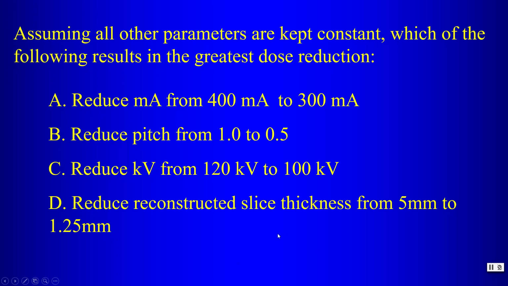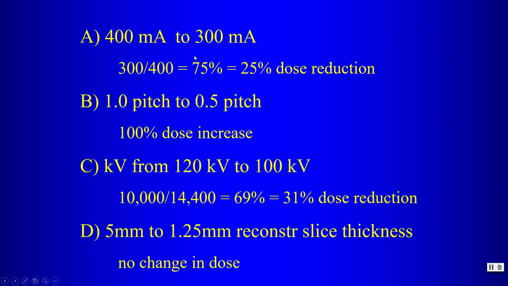Well, from what we've just discussed, you know that changing the reconstructed slice thickness is really post-processing, so it would not affect much at all. We know that changing the mA affects the dose linearly, so going from 400 to 300 gives you a 25% dose reduction. Decreasing the pitch is not a good idea if you're keeping everything else the same. Remember, decreasing the pitch actually increases the dose. So if you decrease the pitch from 1 to 0.5, you get a 100% dose increase.